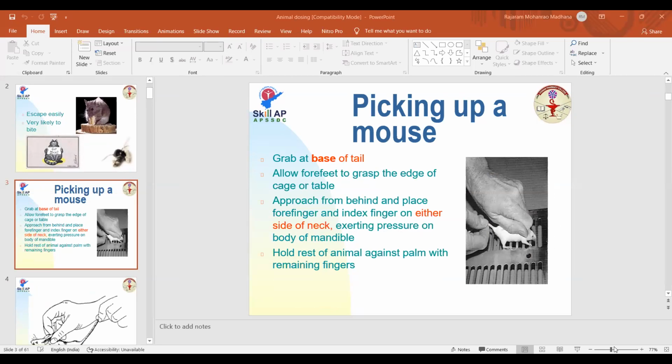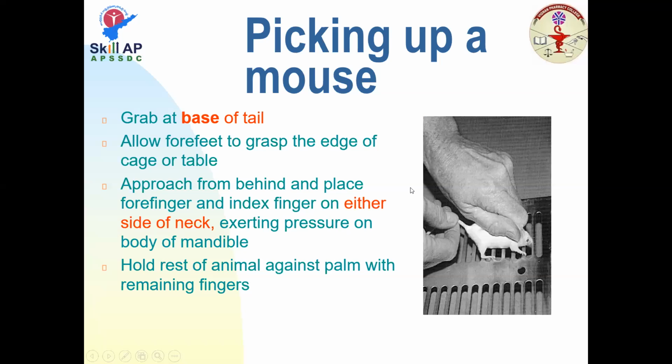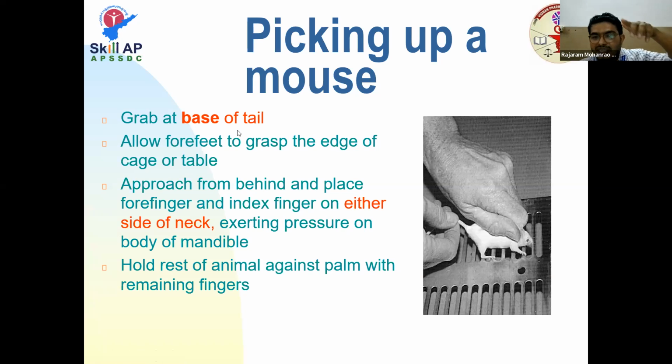So how to hold the animal? Grab at the base of the tail with one hand and allow the four feet to grasp the edge of the cage or table. Because if it is not holding the cage or any table, the animal will be in a moving position, and if it is moving, we can't hold it or get it right. So if it is holding, we will get some grip.